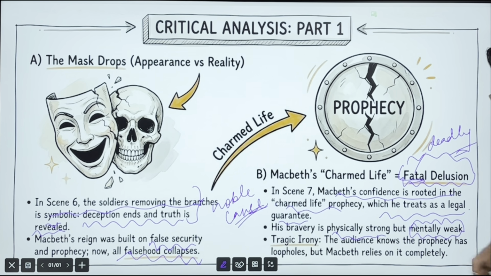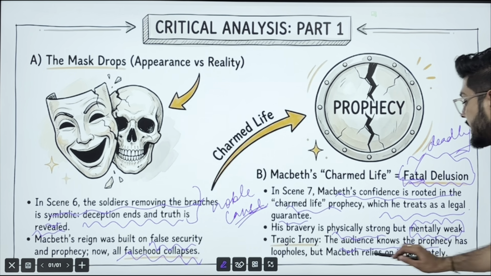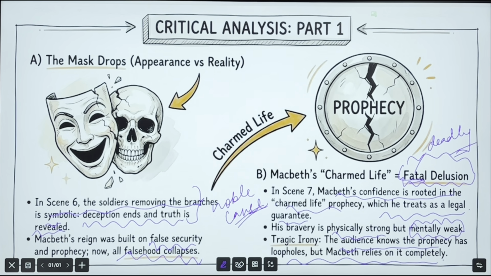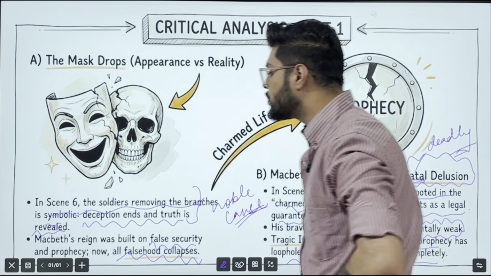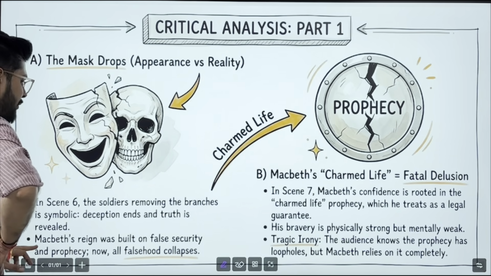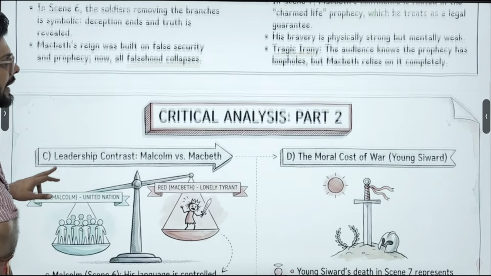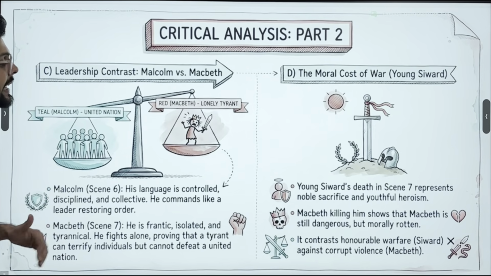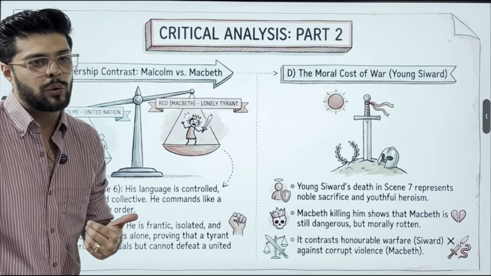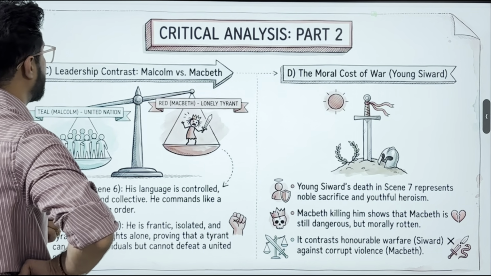The tragic irony is that the audience knows the prophecy has loopholes, but Macbeth relies on it completely. He only chooses to believe the prophecy whenever it is suitable for him. And then he realizes that he has always been deceived by those equivocated prophecies.